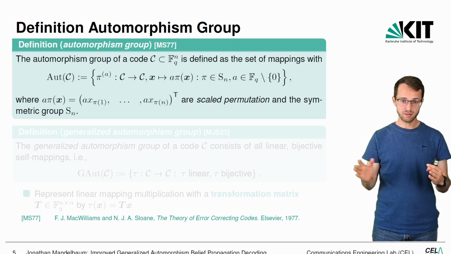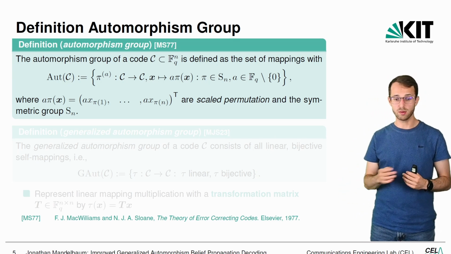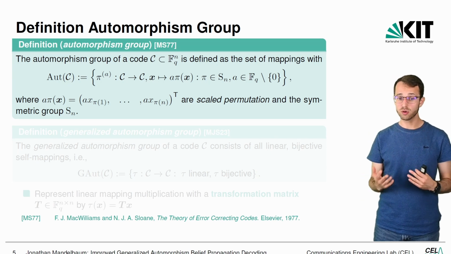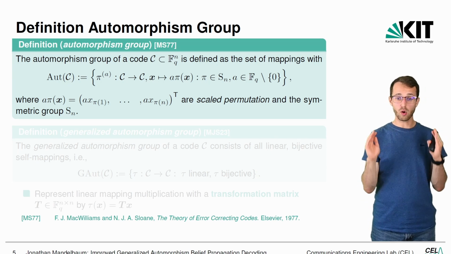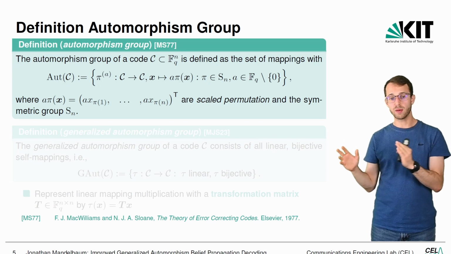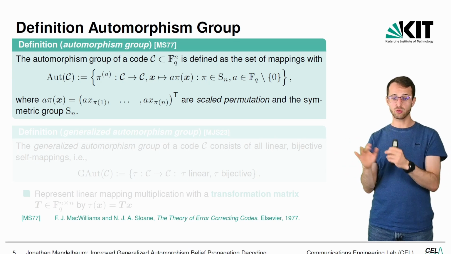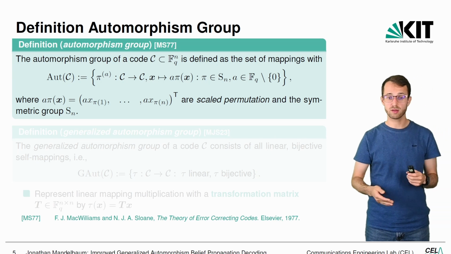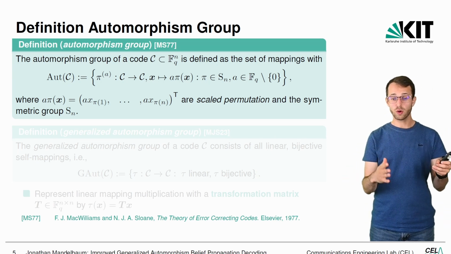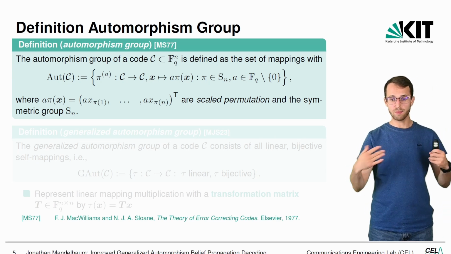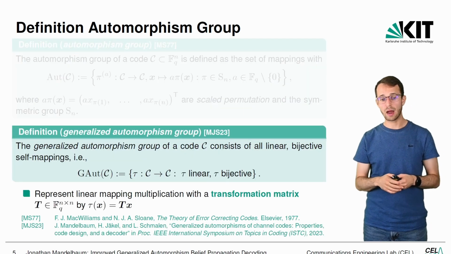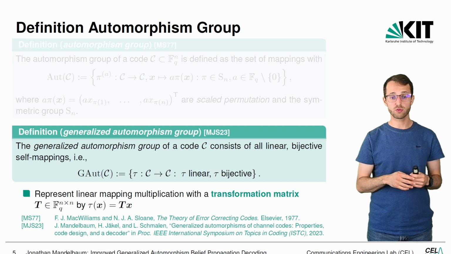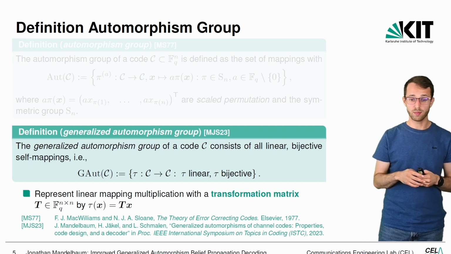And now, in classical coding theory, for example, in the book of MacWilliams and Sloane, the automorphism group of a code is defined as the set of all scaled permutations that map the code space again onto the code. This makes sense from structural properties such as the Hamming weight, because code words of the same Hamming weights are mapped onto each other. However, in a recent work, we introduced the concept of generalized automorphism.